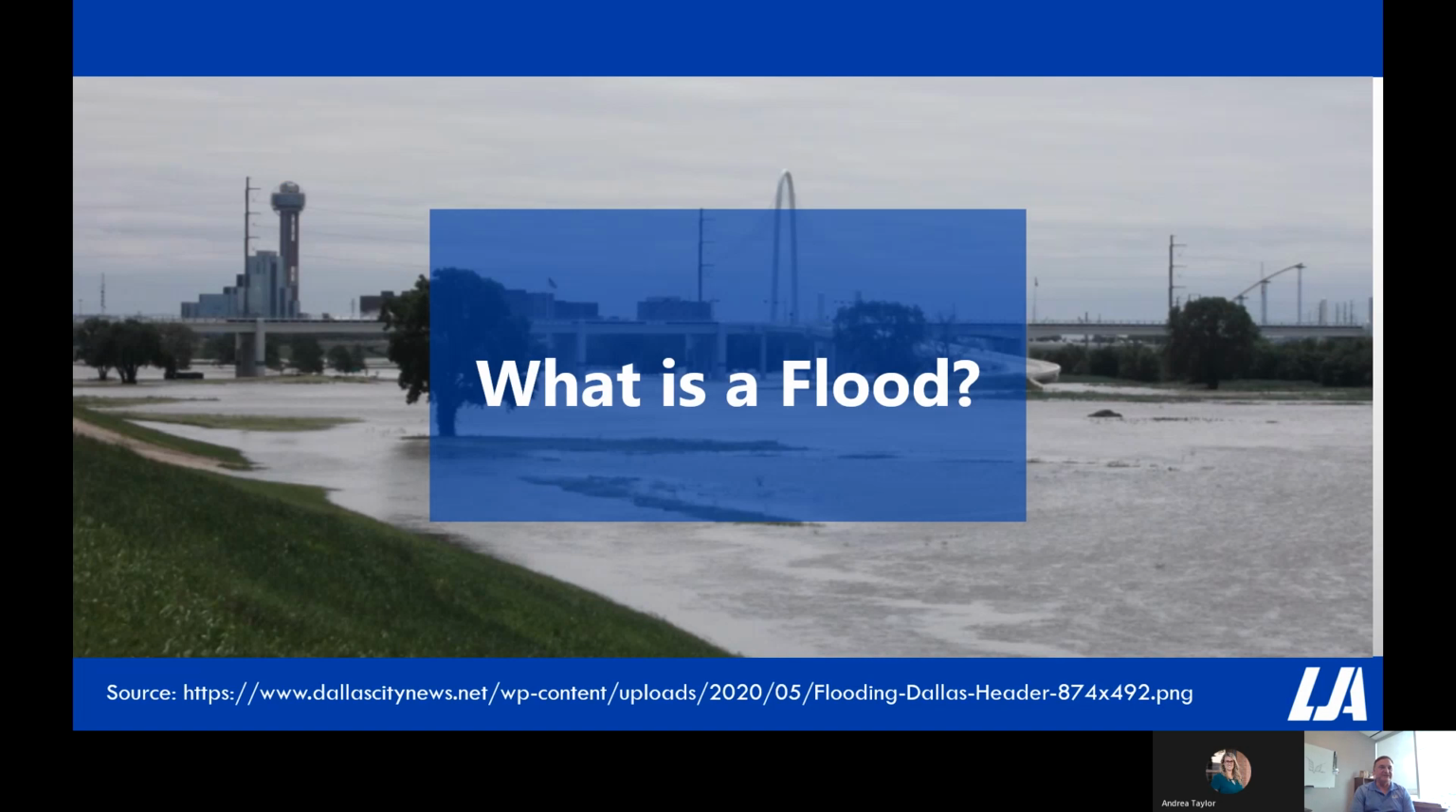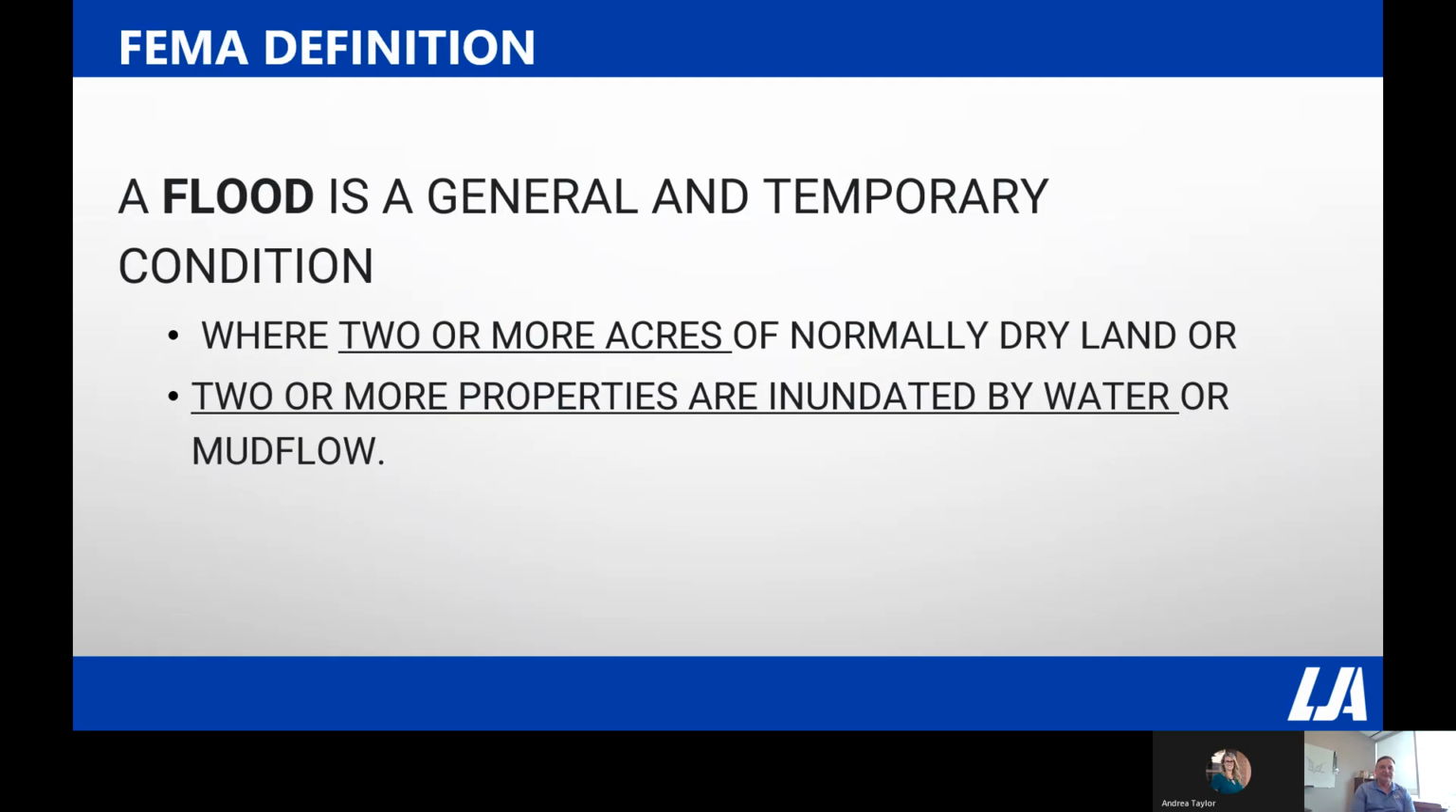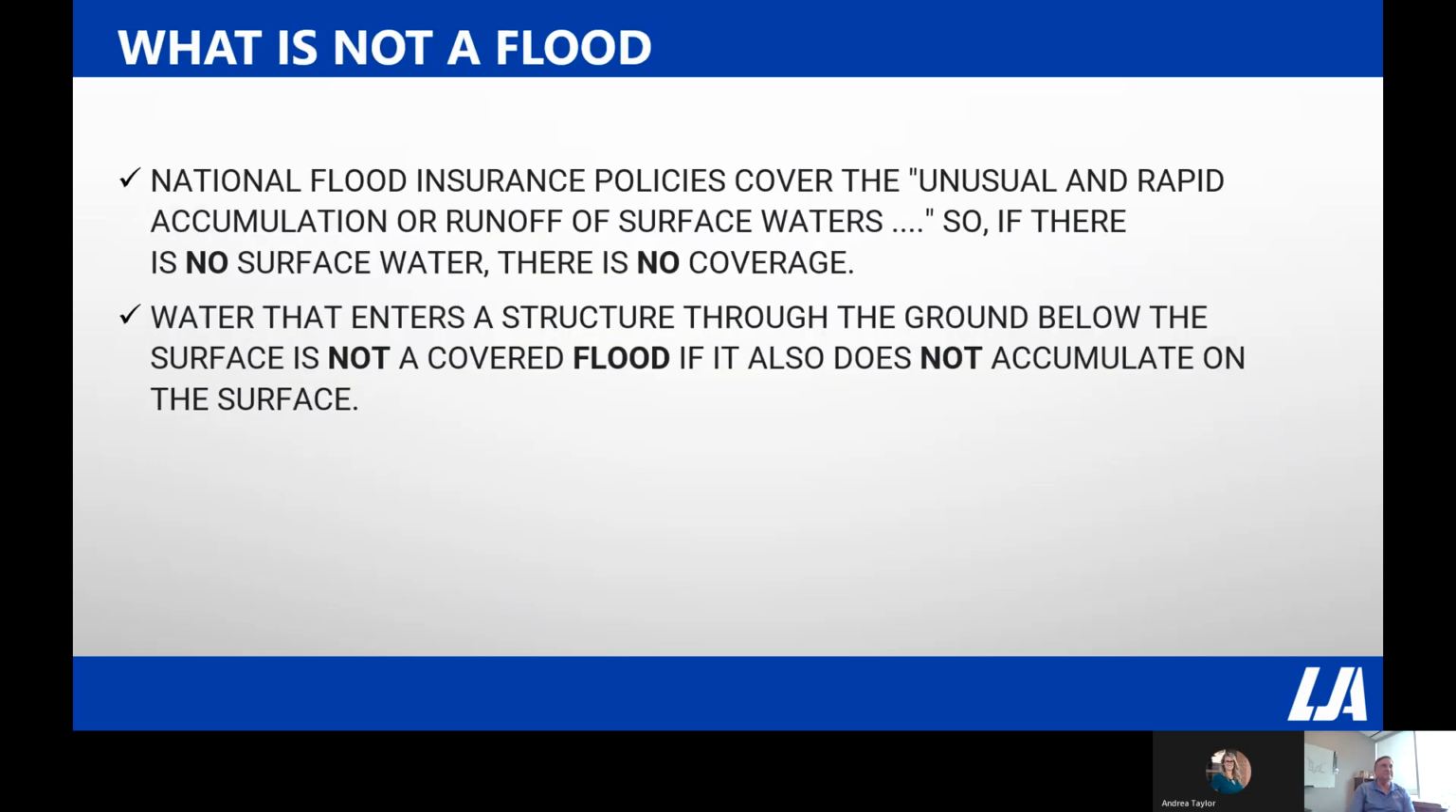Got a nice little background of a flood that occurred in May of 2020 in the Dallas area along the Trinity. But in general, a flood is a temporary condition, according to FEMA and their definition, where 2 or more acres of normally dry land are inundated, or 2 or more properties. So in order to have a flood, according to the Federal Emergency Management Agency, you need to have 2 or more acres and or 2 or more properties inundated by floodwater.